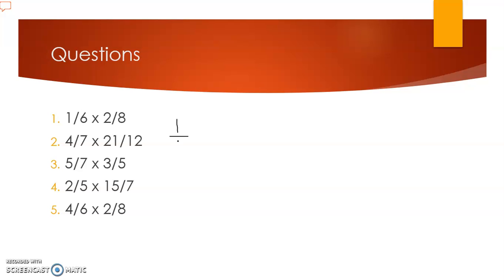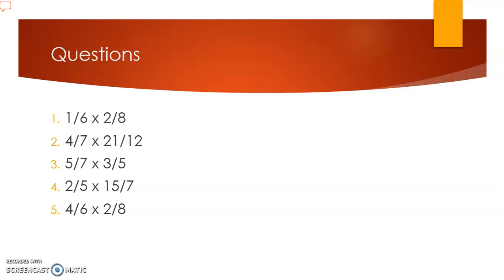1 by 6 into 2 by 8. In this question, we can cut 2 and 6. 6 divided by 2 is 3. 1. We cannot cut anything else, so the first question is 3 into 8, 24. First question's answer is 1 by 24.